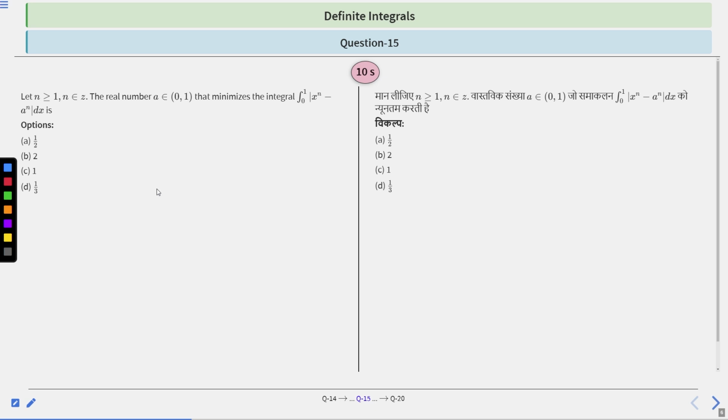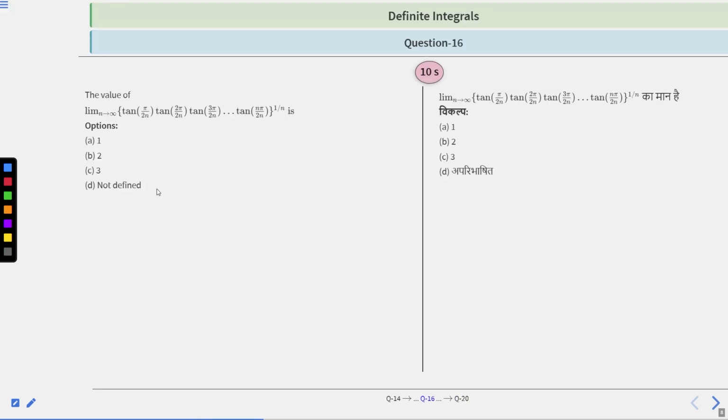Okay, so you have 10 seconds to solve or think about this question. After 10 seconds, we will discuss the solution. Okay, let's move to the solution part.